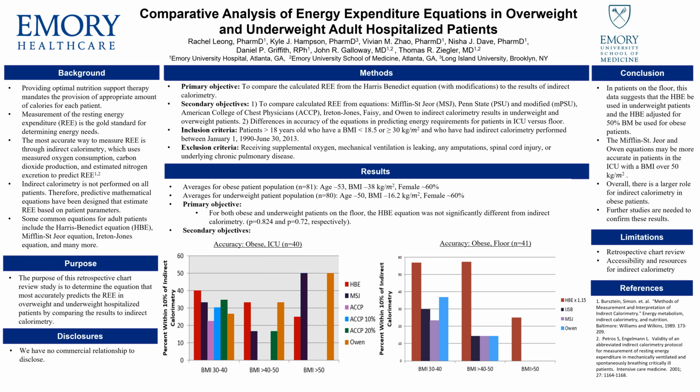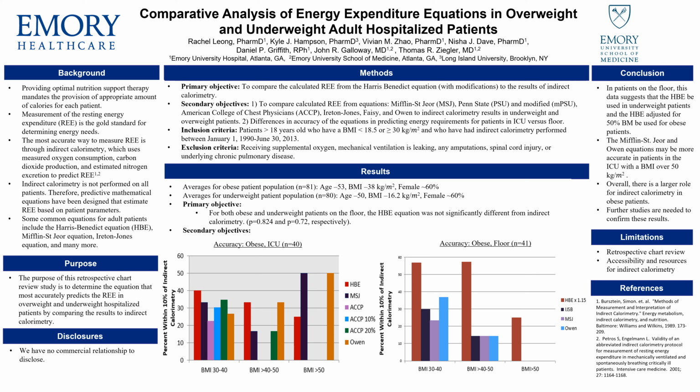Looking at the primary objective, for both the obese and underweight patients on the floor, the HBE equation was not significantly different from indirect calorimetry, with the p-values included below. Looking at our secondary objectives for our overweight population, in the ICU there were 40 patients, and on the x-axis it includes the BMI ranges, and the y-axis the percent within 10% of indirect calorimetry. And to the right is the key of the equations used.